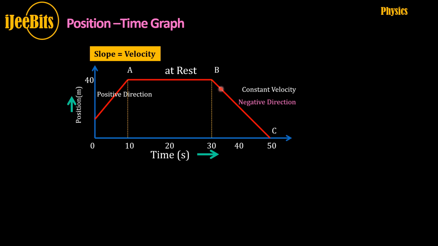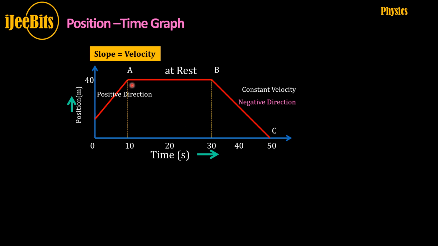The other one is B to C, the negative direction. If you look at it, your distance is actually decreasing with respect to time. So you are coming back. It's a negative direction. Both positive direction and negative direction. If you look at this line, it's a constant velocity. So the slope is constant. So dx by dt is constant. dx by dt is your velocity.